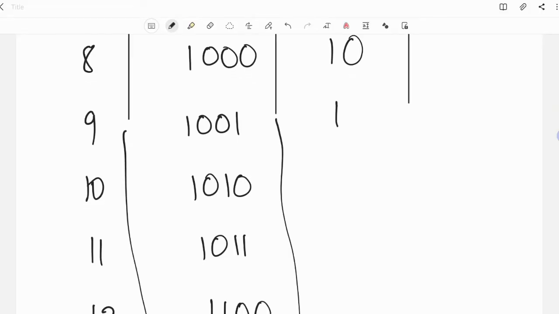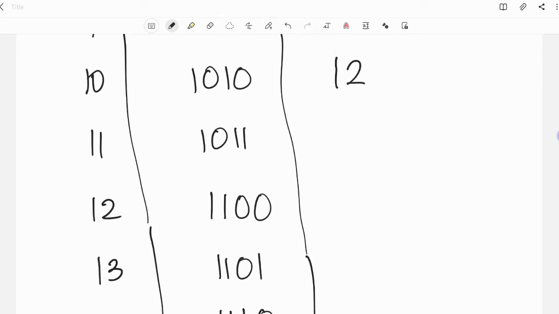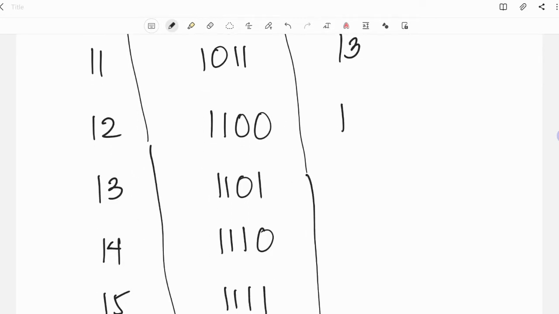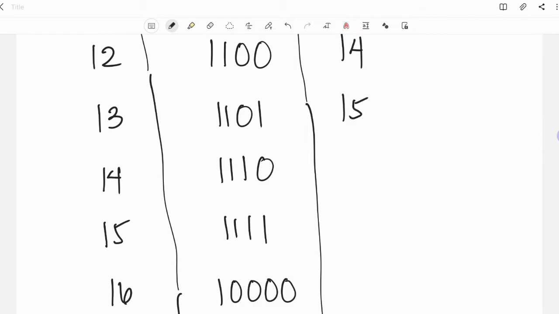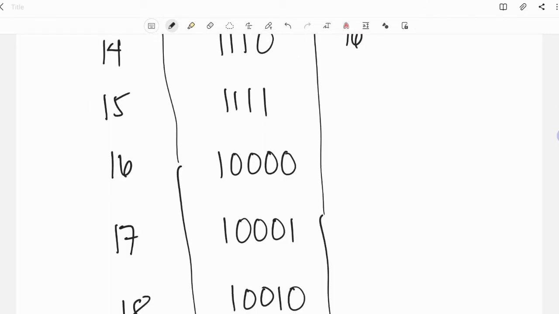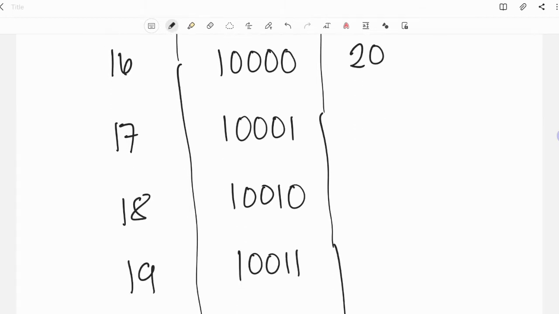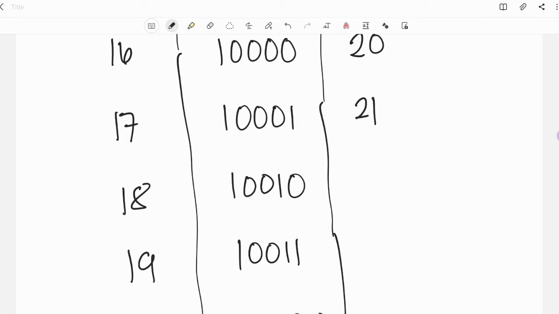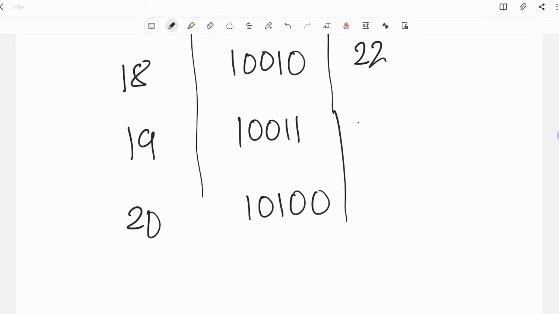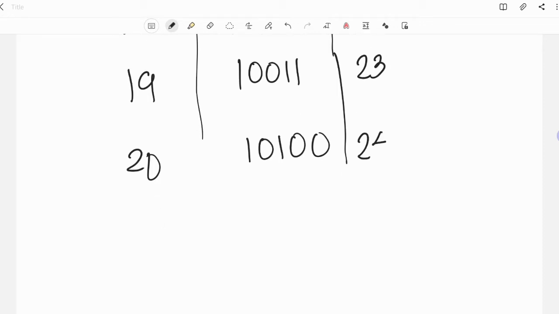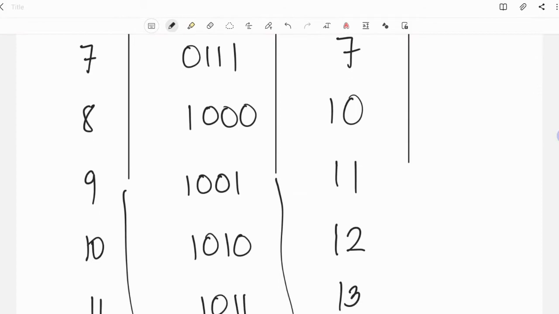Number 9 ta. Ang number 9, 1 1. Number 10, 1 2. 11, 1 3. 12, 1 4. 13, 1 5. 14, 1 6. 15, 1 7. And then tungod kay 7 naman, inig-add na nato og usa, mabalik na siya sa 0. Unya, mag-carry ta og 1. So, ang mahitabo, 2 0 na. So, 16. 17, 2 1. 18, 2 2. 19, 2 3. And 20, 2 4.